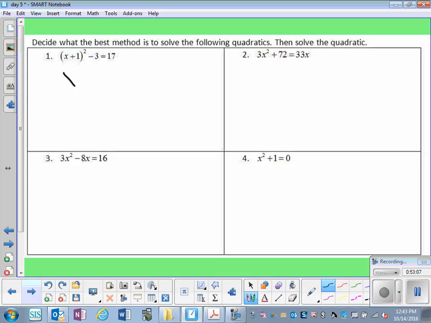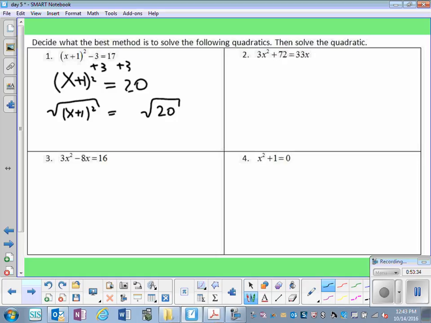What do we do, Isaiah? First you need to add 3 to both sides. Add 3 to both sides. I want the perfect square on one side. Equals 20. Now what do I do? So you just take the square root of both things. So square root of (x plus 1) to the power of 2 equals plus or minus square root of 20. Very good.